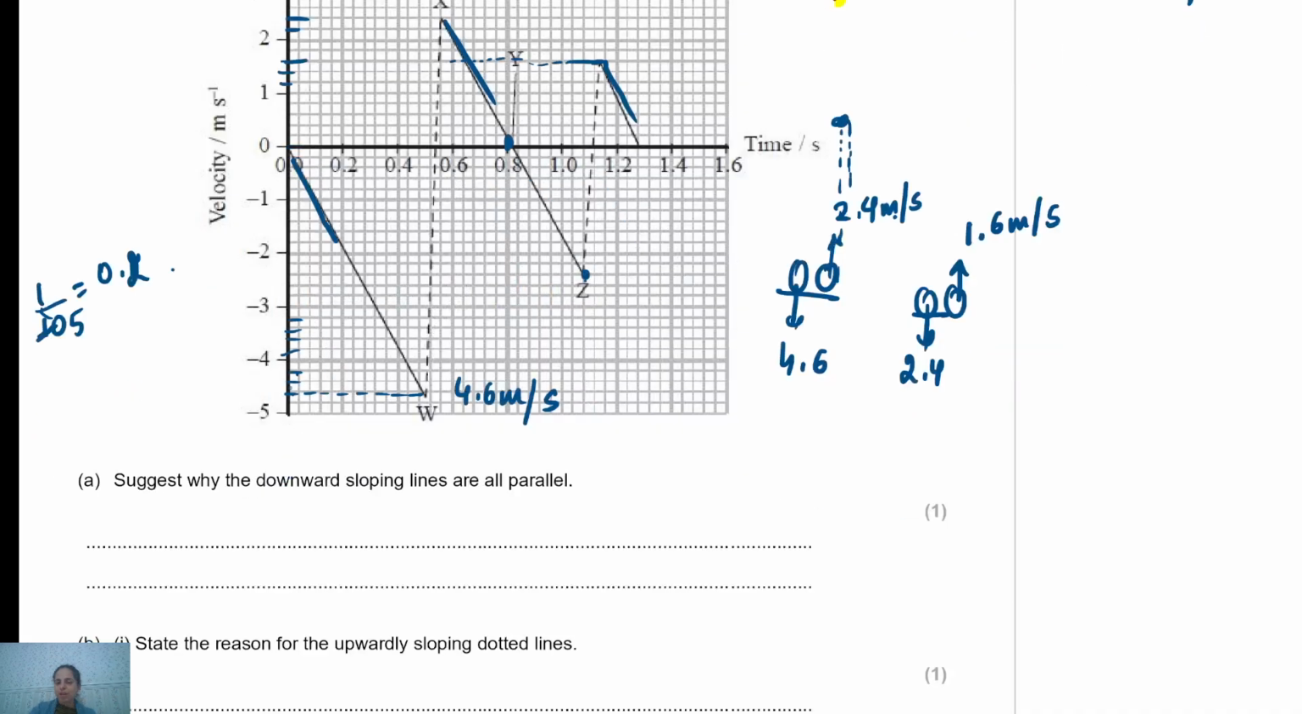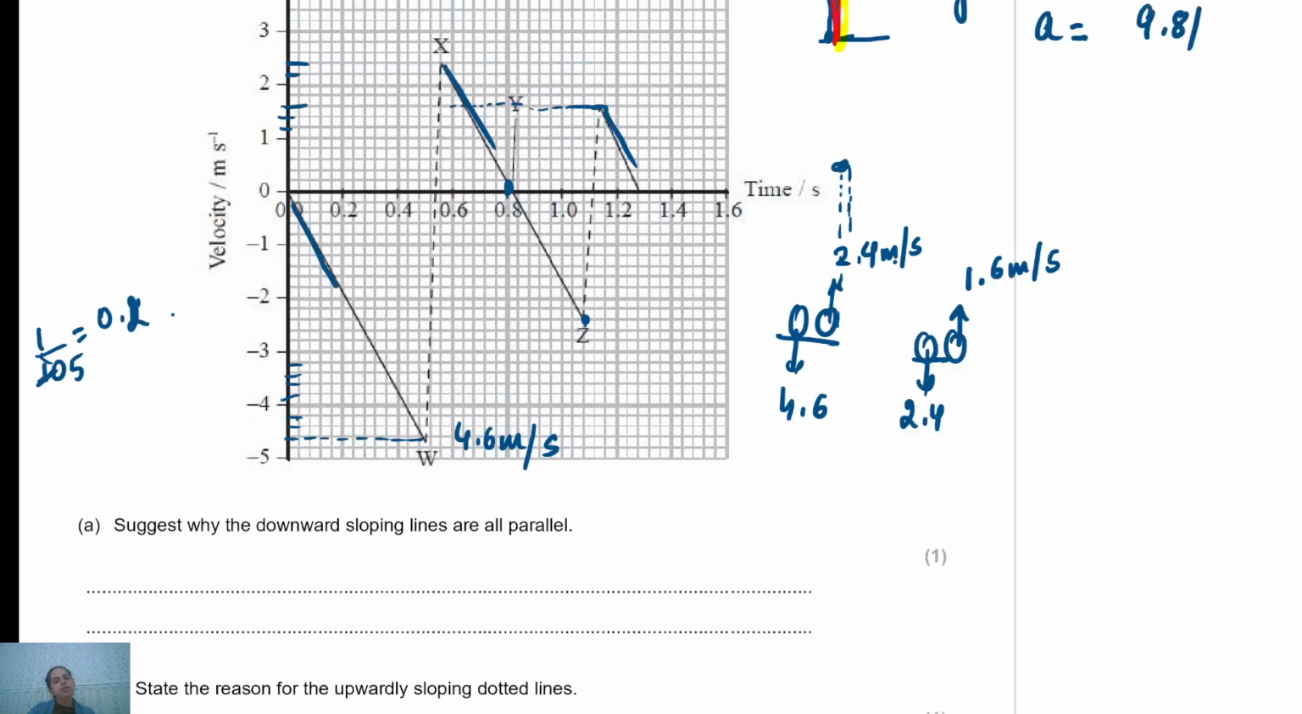There you go. See, very smart. They're very smart. Same question. They have just given you such a beautiful question to check whether you understand the meaning of acceleration or constant acceleration or not. Now let's see. State the reason for the upward sloping dotted lines.